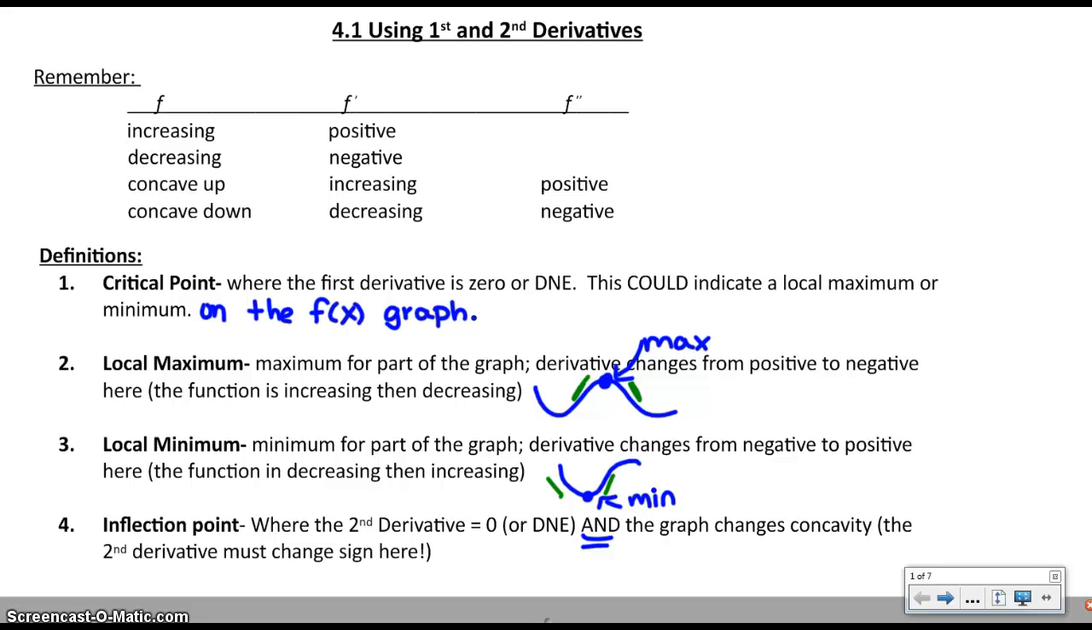So what does that mean? It means that's where the function changes concavity. So it would look something like this, where you change from concave up to concave down. That would be an inflection point. The second derivative would be negative there, and the graph changes concavity.